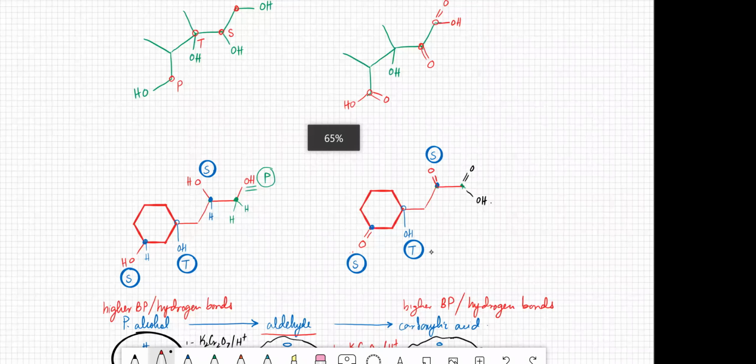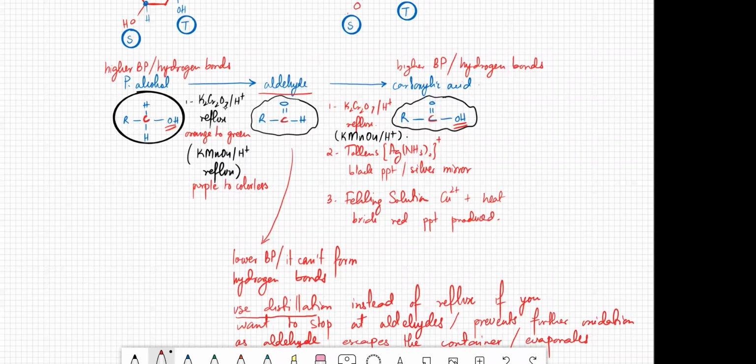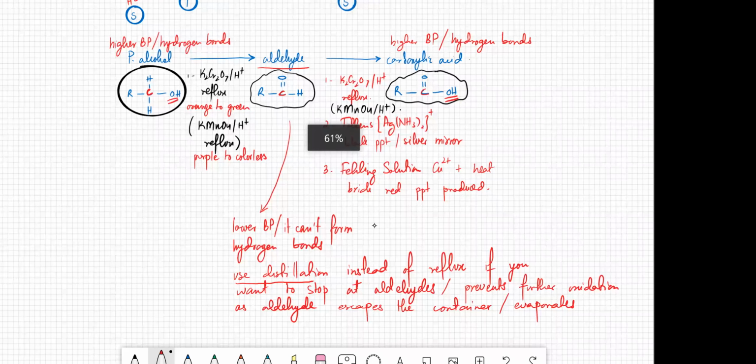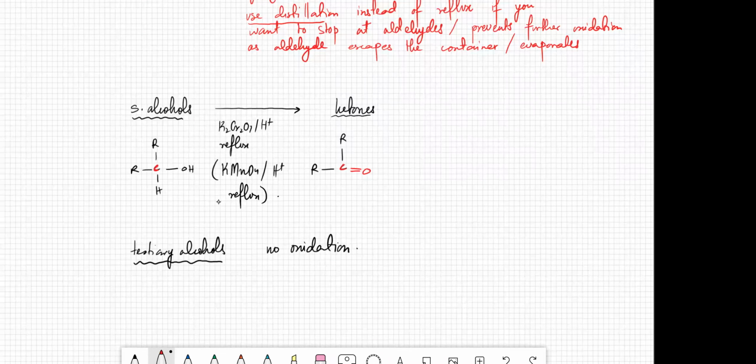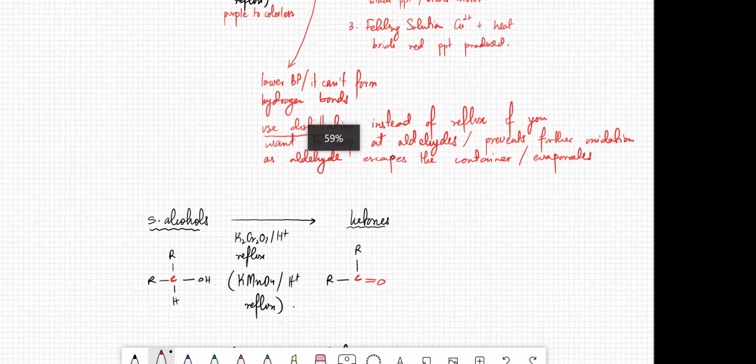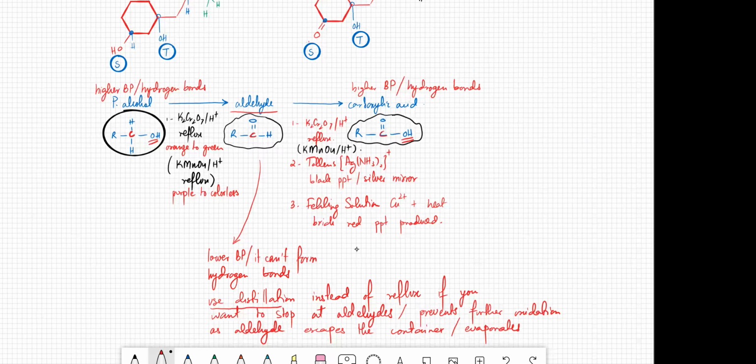And what you need to know is the different reagents that you're going to use. K2Cr2O7, KMnO4 usually works. But remember, for aldehydes, you're going to have three more: Tollens and Fehling's. And for secondary alcohols, it's usually K2Cr2O7 or KMnO4. Just remember for these, you're going to have Tollens and Fehling's as well. So that's all about oxidation. So we did the whole oxidation.